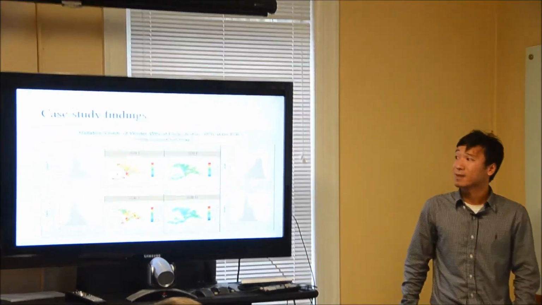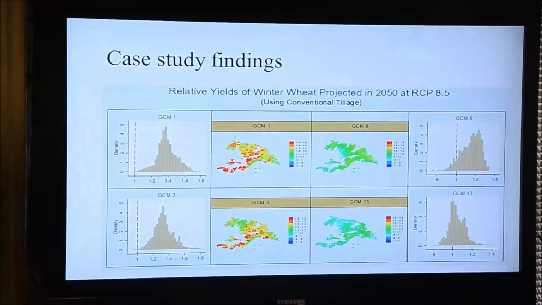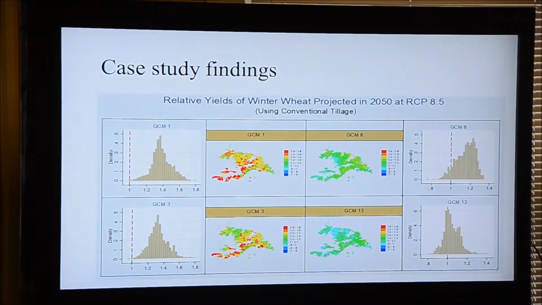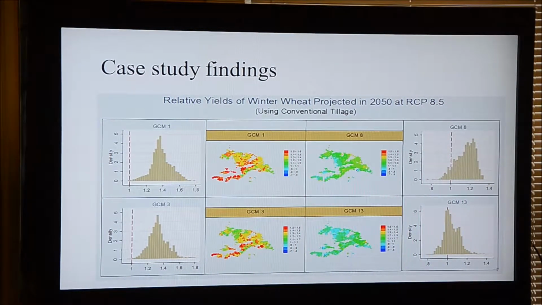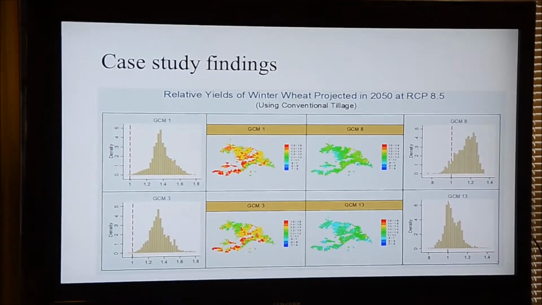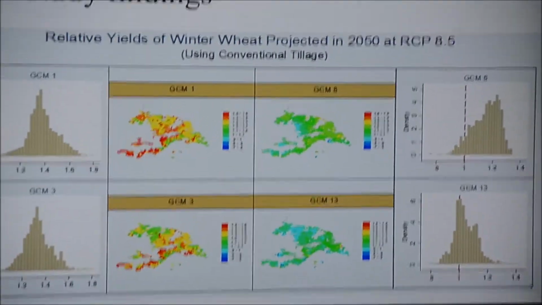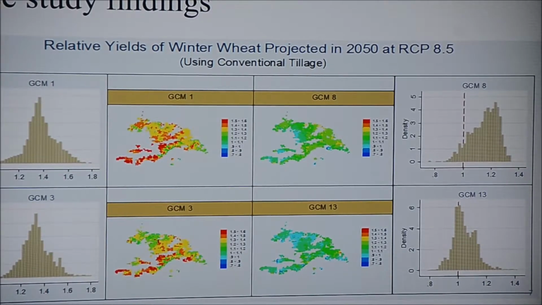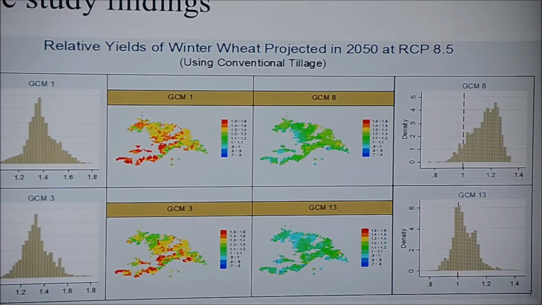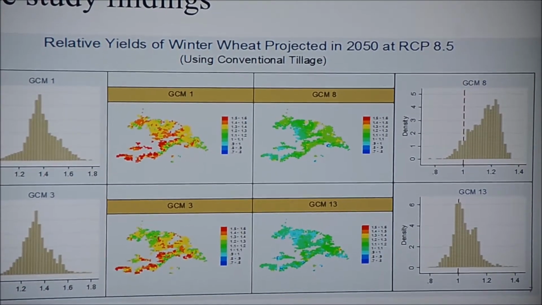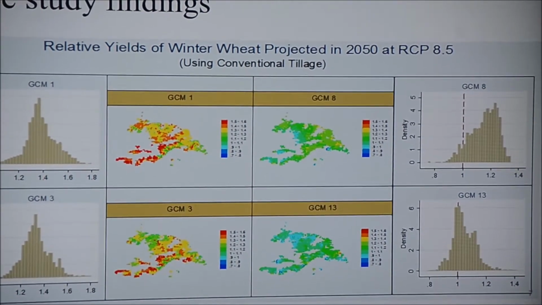I will just use these slides to demonstrate how we can use relative yield distributions to evaluate climate change impact on winter wheat productivity. Relative yield is defined as a ratio of crop yields on the future climate over historic climate. If this relative yield is greater than 1, we will see the crop productivity goes up. If it is less than 1, crop productivity will go down. And we can get a whole distribution across farms.